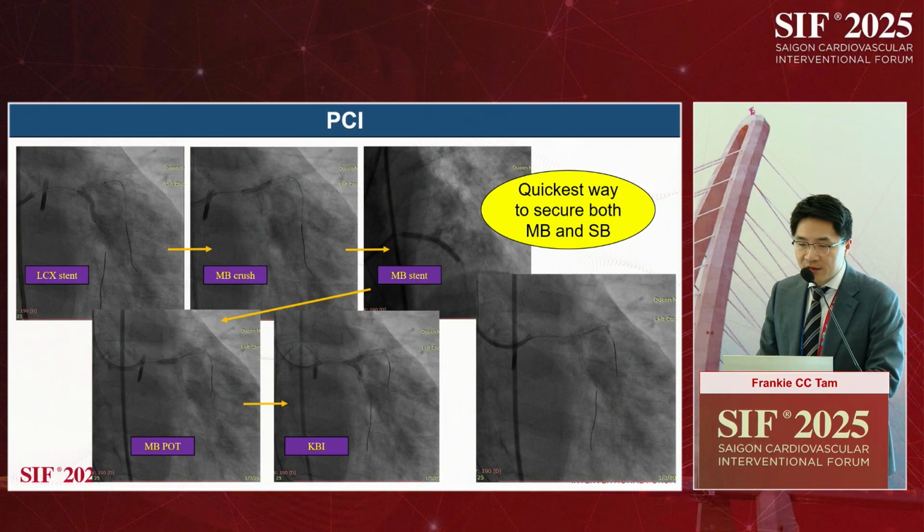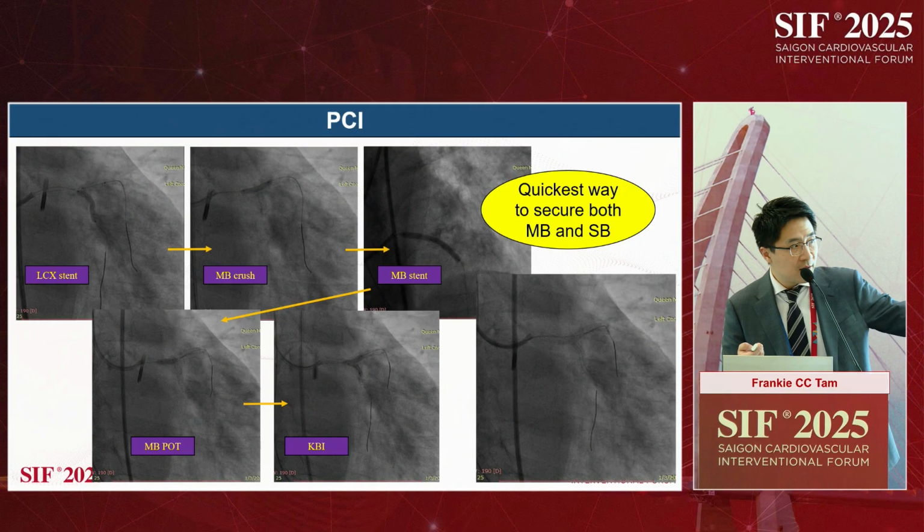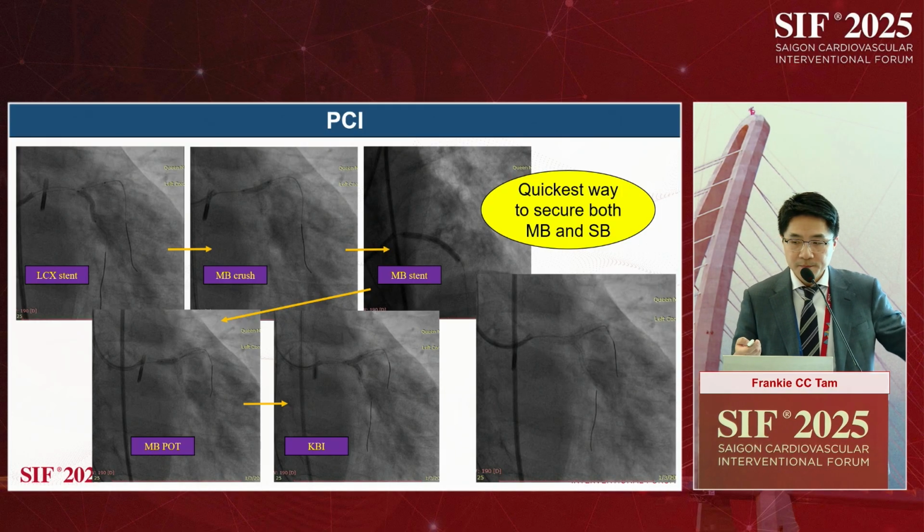So you deploy a third stent, main branch crush, main branch stent, POT, rewire, KBI, and can you play the video at the right lower corner?